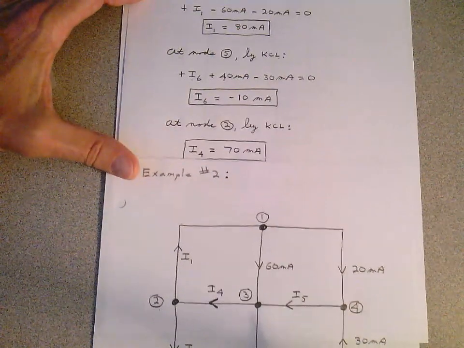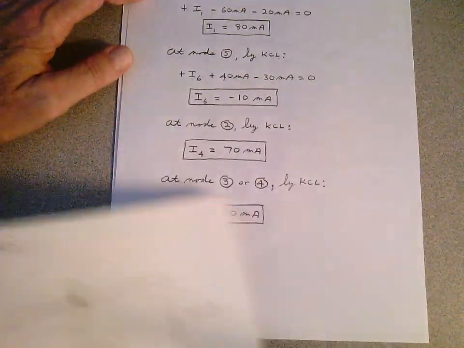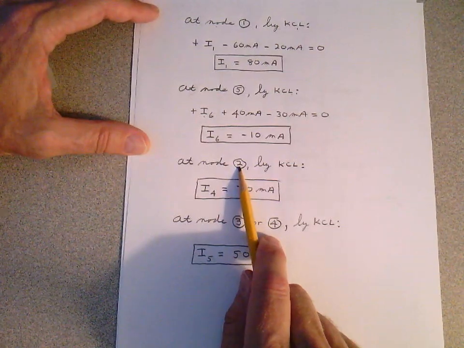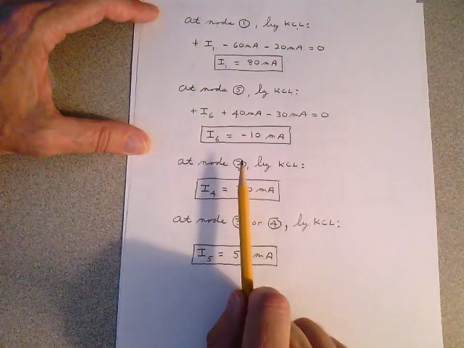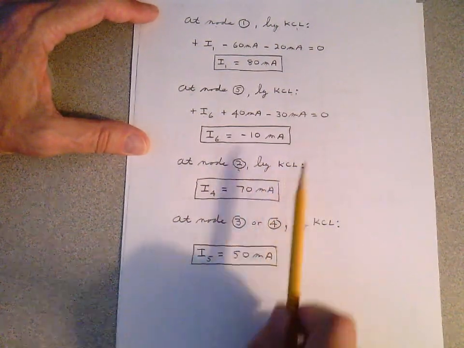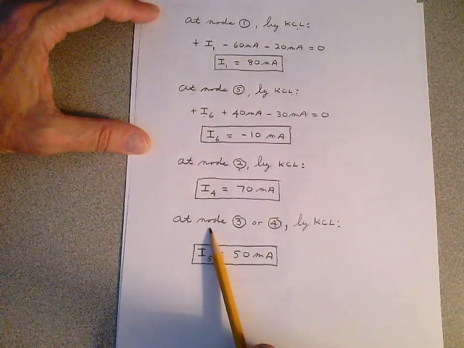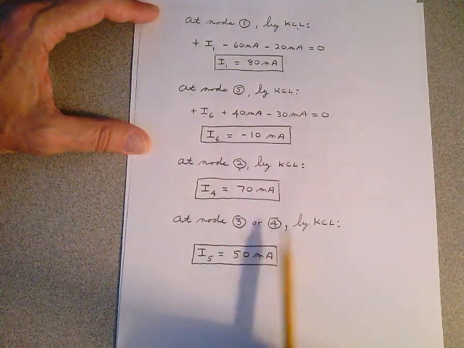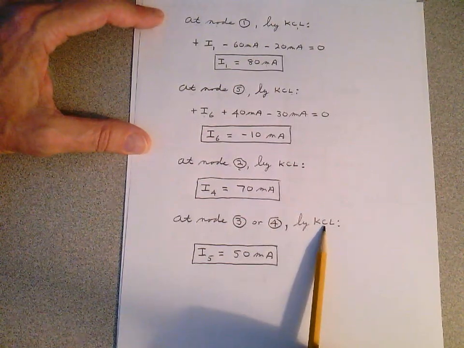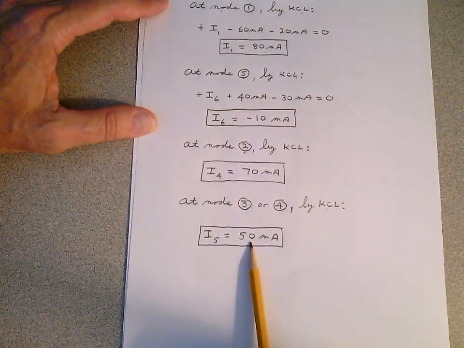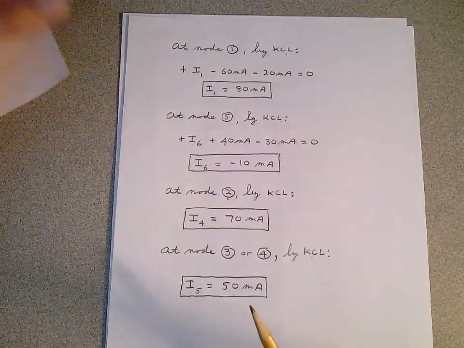See if you can move on to node 2 by Kirchhoff's current law, and see if you can get 70 milliamps for I4. And then either at node 3 or node 4 by Kirchhoff's current law, see if you can get I5 equal to 50 milliamps. See if you can get those answers on your own.